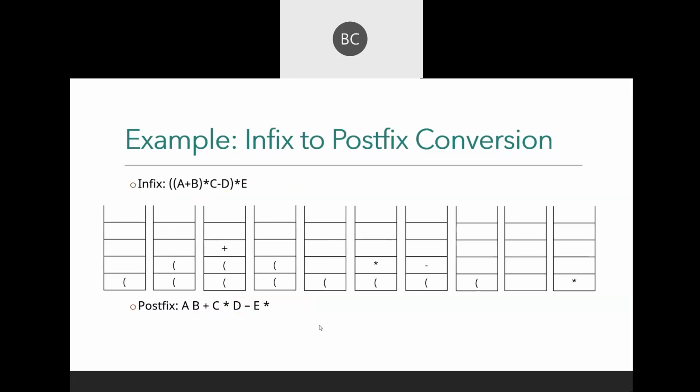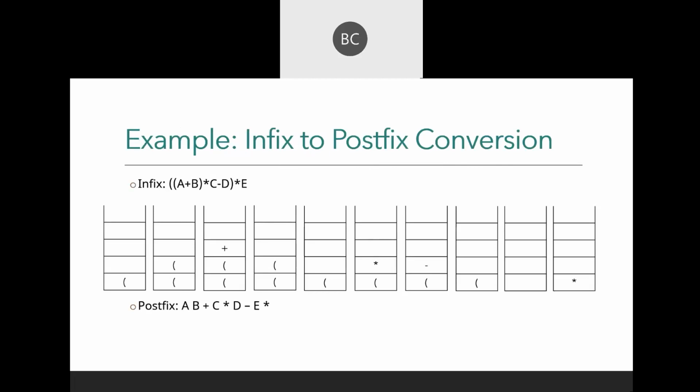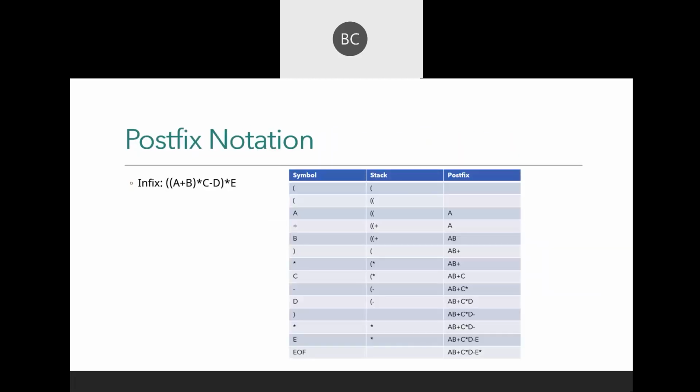This time I'm not going to show it in terms of a stack. I guess this part is already clear. When you do it, you can also do it like this. You can make a table. In the first column, you can write symbols. In the second column, you can write the stack. And in the third column, you can write the result or the postfix. It's basically the same thing, just in tabular form.